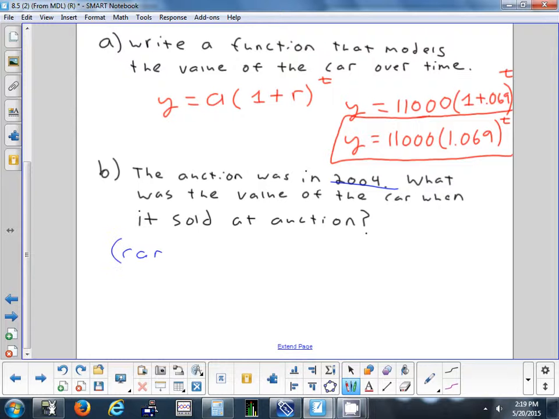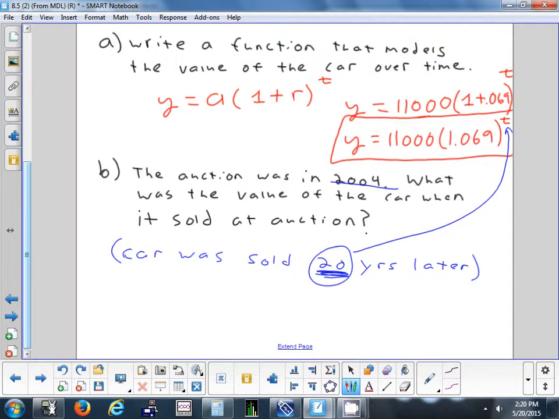Okay, so what I'm going to do is I'm going to write down a little hint at what we're about to plug in. What does that say? The car was sold 20 years later. How would you use this formula and the fact we sold the car 20 years later? Plug that in for T.